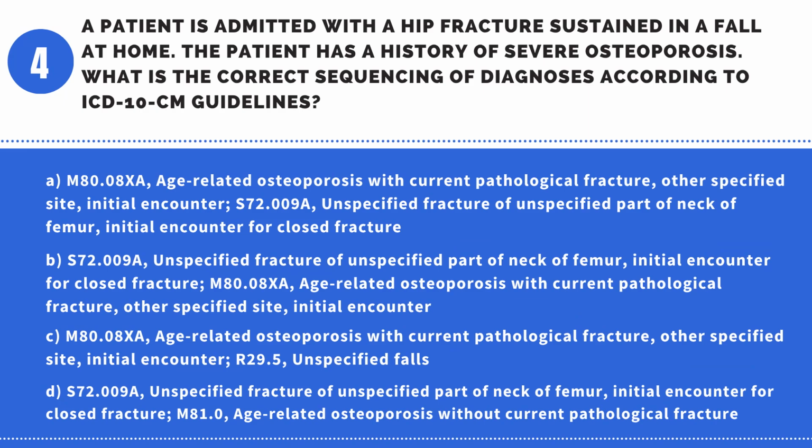Question 4. A patient is admitted with a hip fracture sustained in a fall at home. The patient has a history of severe osteoporosis. What is the correct sequencing of diagnoses according to ICD-10-CM guidelines?